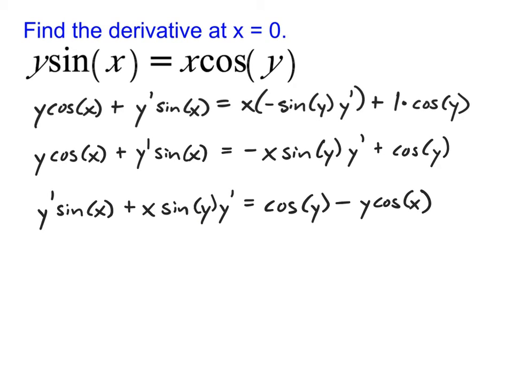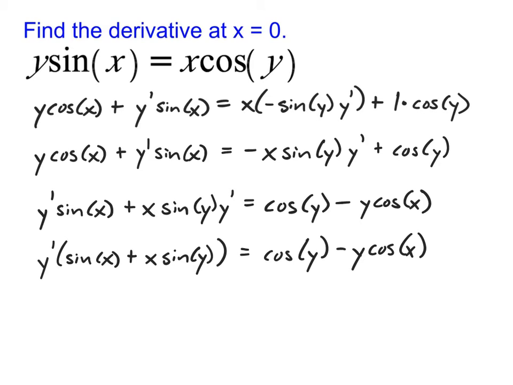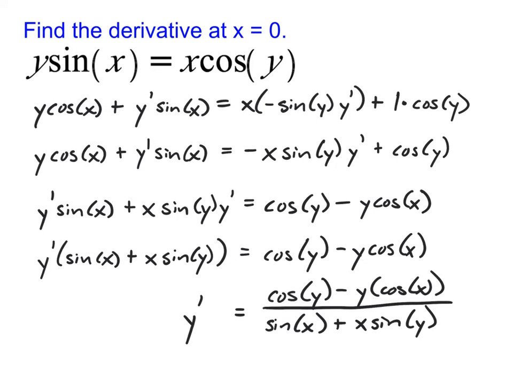All right, so I moved my y primes all to the left side, and moved my non-y prime terms to the right side. Now that I've done that, I can factor y prime out of that left side. And so when you just get down to your derivative, down to y prime, this is what we're looking at. But remember, we're not done at this point. We still have to figure out what is the derivative at x equals 0.